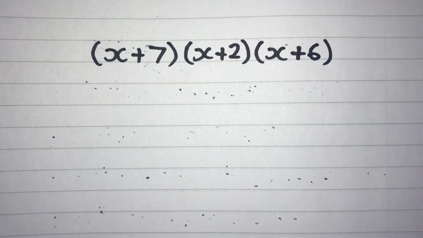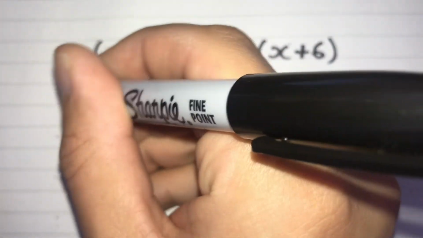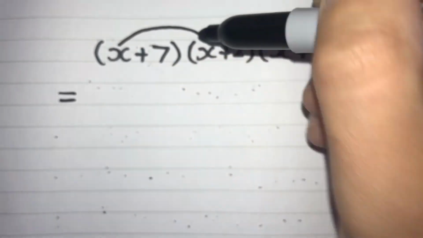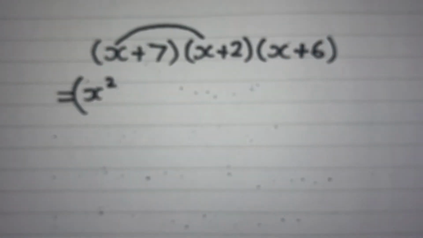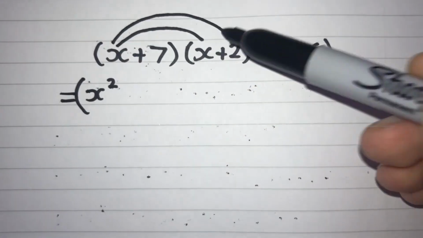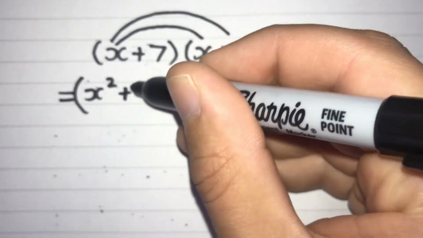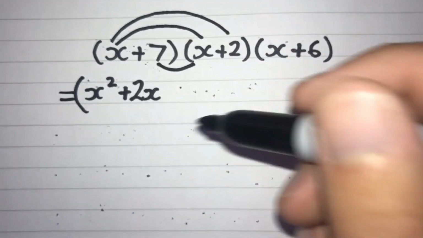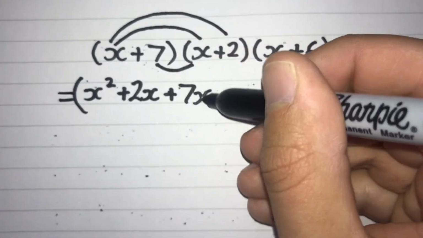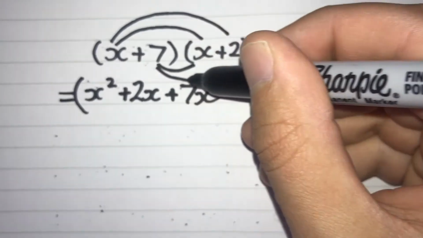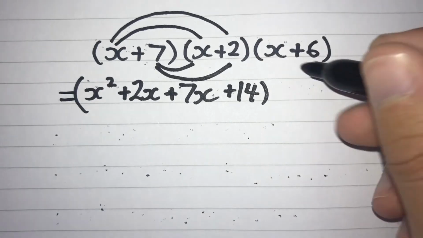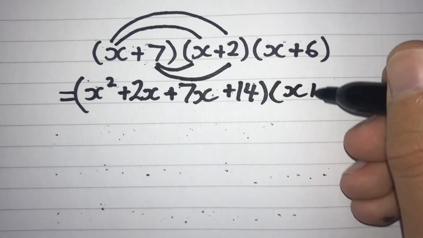So starting off by expanding these first two brackets, x plus 7, x plus 2. Well, let's do our firsts. That's x multiplied by x gives us x squared. Then our outers, x multiplied by 2 gives us 2x. Then our inners, 7 multiplied by x gives us 7x. And then our lasts, 7 multiplied by 2 gives us 14. And we're multiplying it by this x plus 6.